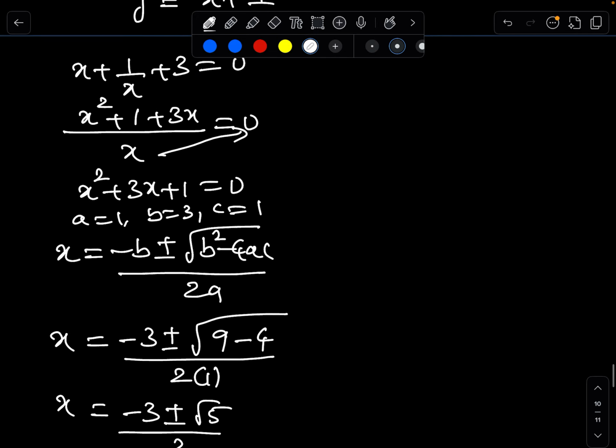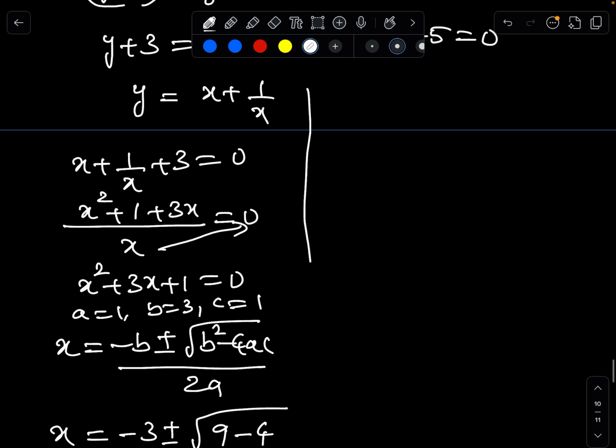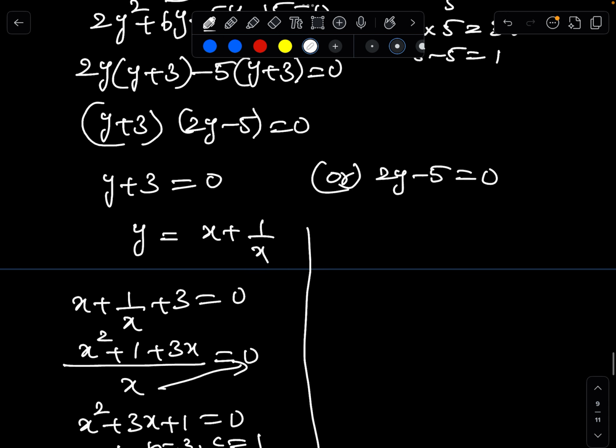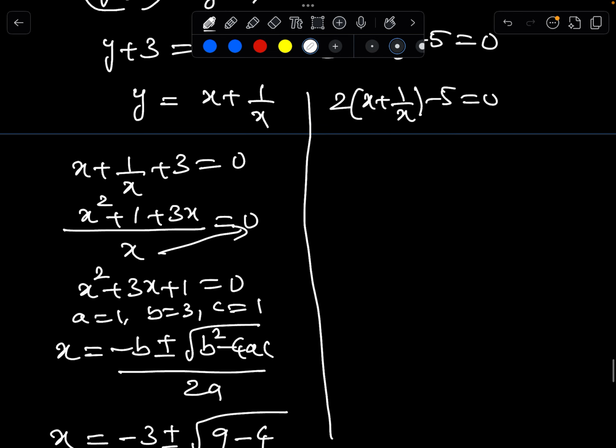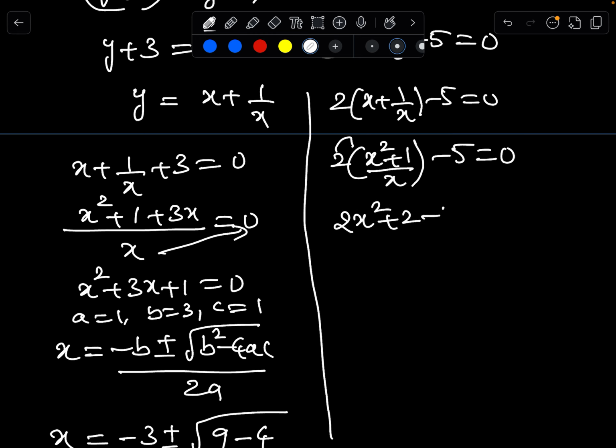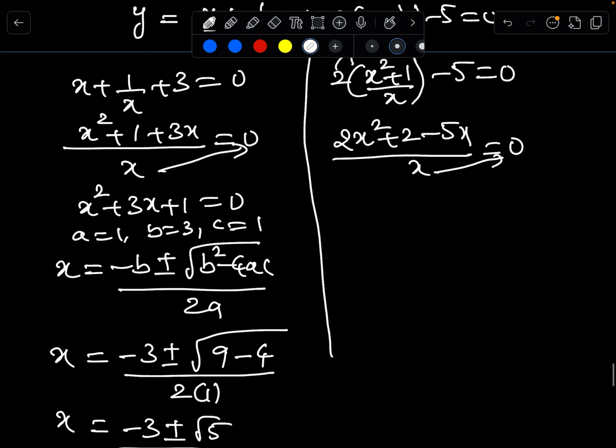This is for one linear equation. For the other, substitute the y value 5 by 2 into x plus 1 by x minus 5 by 2 equal to 0. Take the LCM: 2 into x square plus 1 by x minus 5 equal to 0. Again take the LCM for the two terms, and 2 is distributed to that factor. 2x square plus 2 minus 5x over x equal to 0. x is taken to the right side. Then it is expressed as the quadratic equation 2x square minus 5x plus 2 equal to 0.